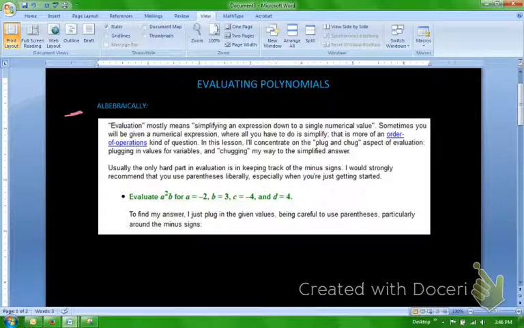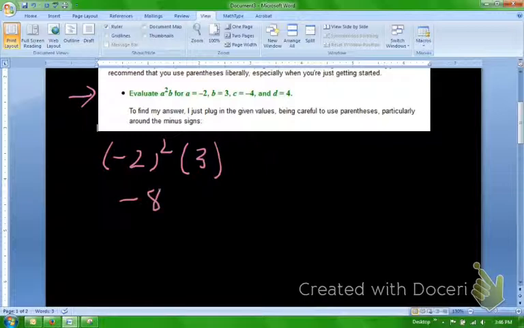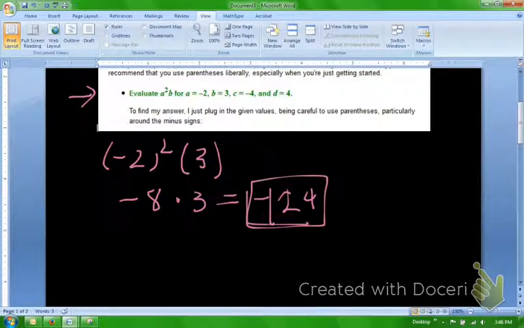Like this little bit right here says, usually the hardest part is watching your signs. So let's see if we can go through a practice problem real quickly. Alright, this problem asks you to evaluate a squared b for a equals -2, b equals 3, c equals -4, and d equals 4. So a is -2, so we're going to have -2 squared times b, and we see that b is 3. -2 squared would be -8 times 3 gives us -24. So that's the evaluation on this number, is -24.